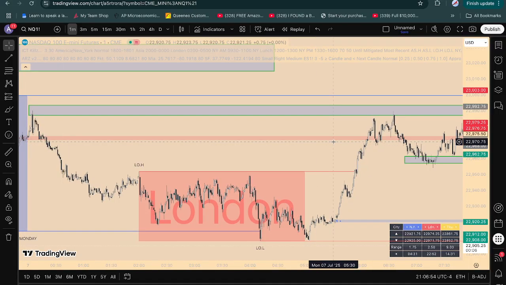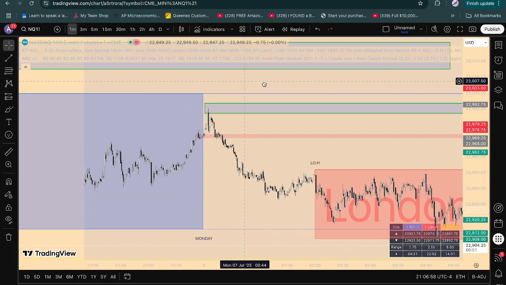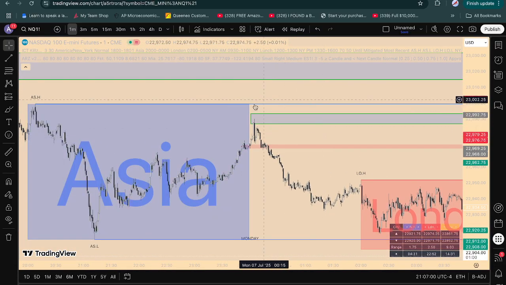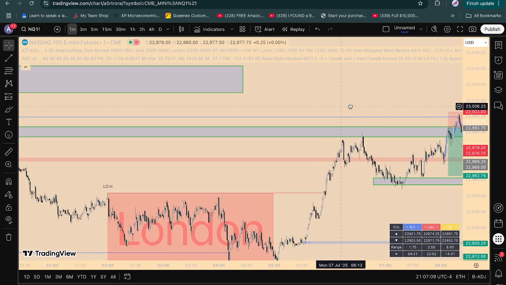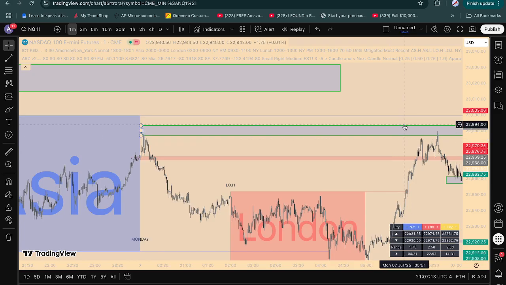I'm going to look for previous areas of liquidity. Now, what do I see? I see Asia right here. I see a push towards the high, but we can get towards Asia highs again, so I'm going to mark out that key area. Now, what do I see right here? We see an order block retest of the same area.